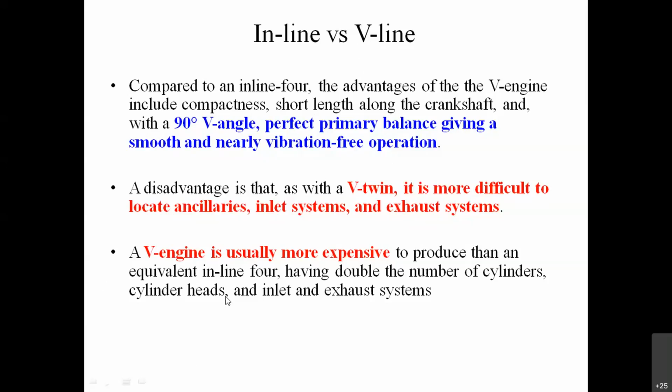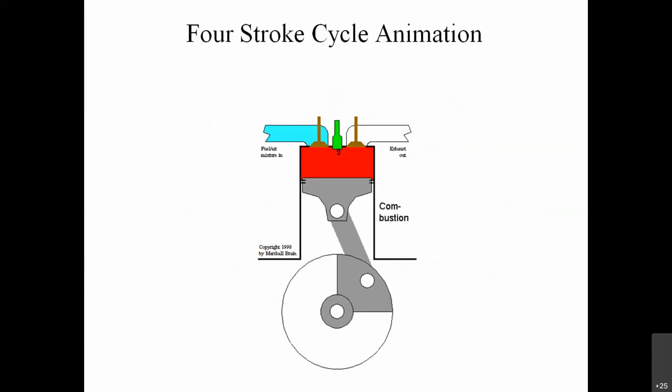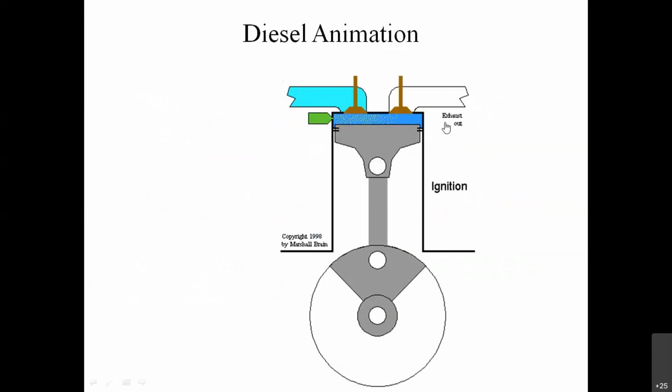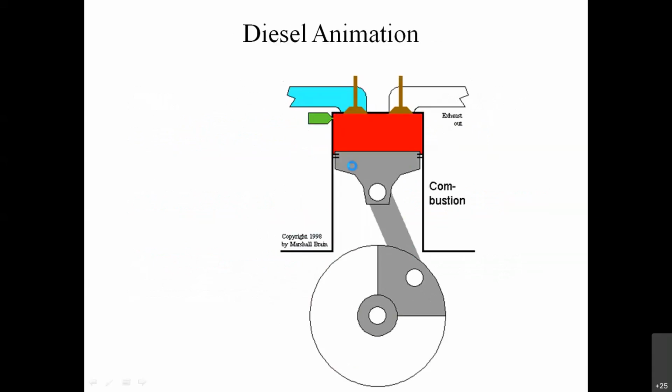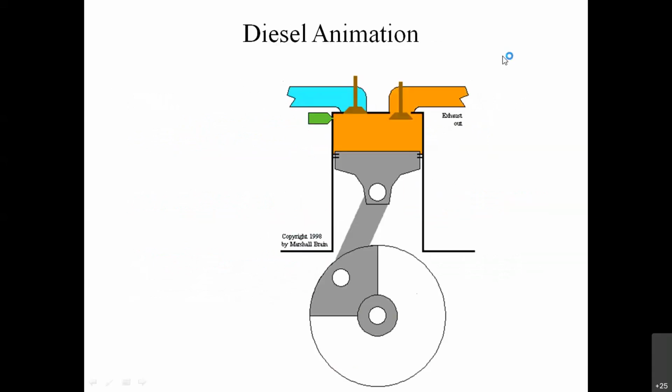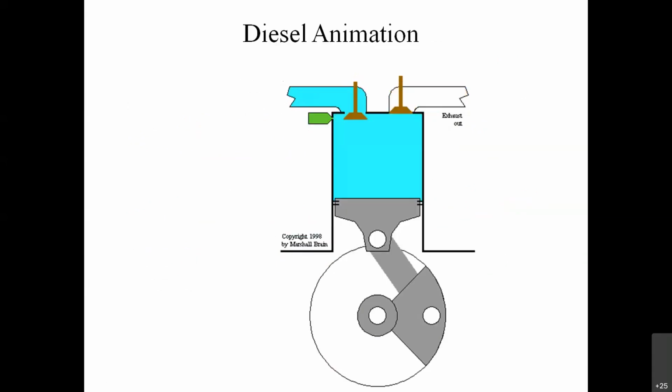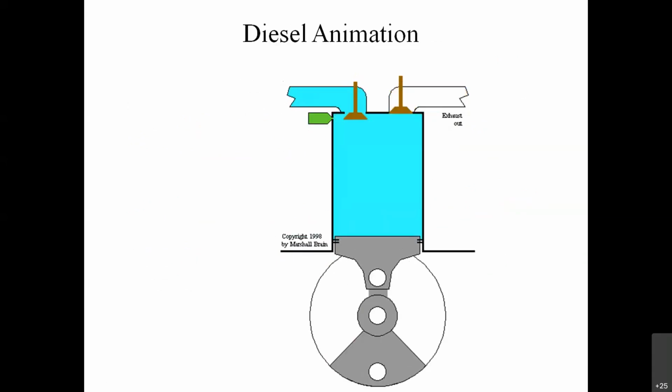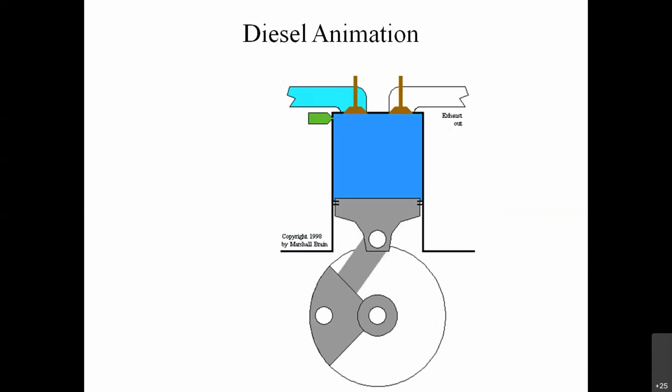Because of this compact structure and adjusting all the components within less space, it becomes more expensive compared to inline cylinders. So this is the comparison of inline and V line. These slides simply represent the animations of how the engine works. I think we have gone through the videos, so I'll skip this animation.